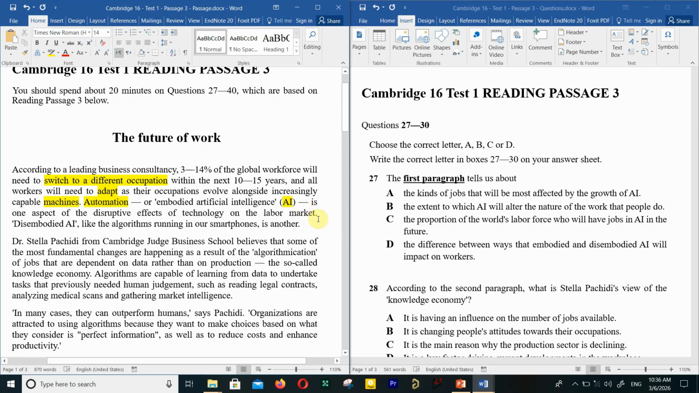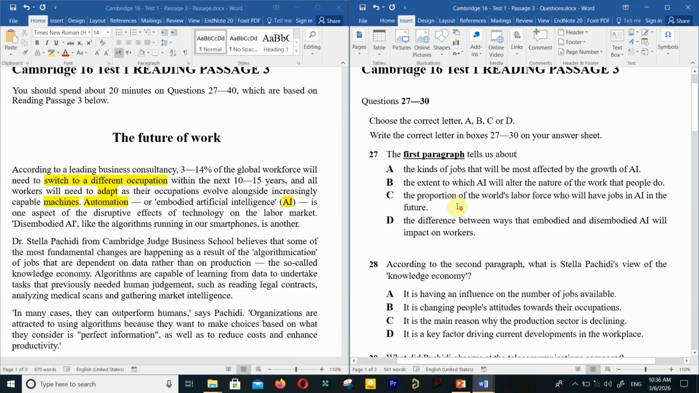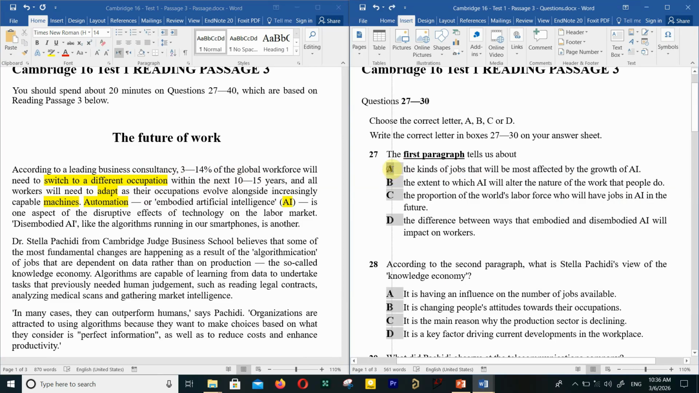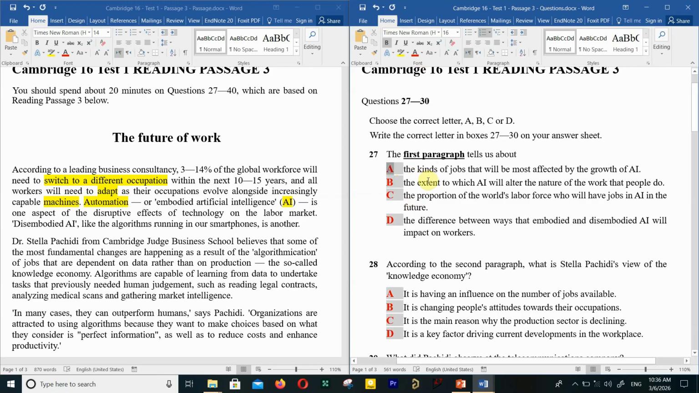Okay, now I'm going to move to the answers. The kinds of jobs that will be most affected by the growth of AI. It's talking about some types of jobs, but it is not about which jobs are affected by the growth of AI. You see, this is not the answer. So A is not the answer.